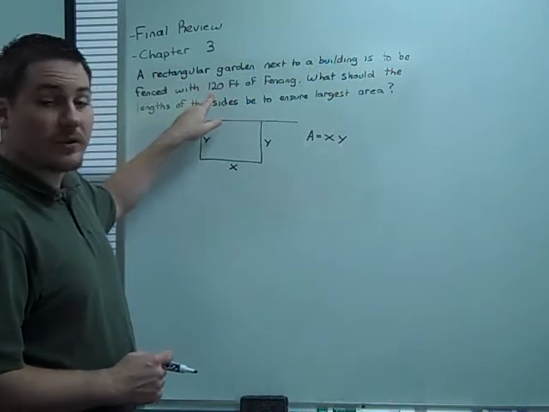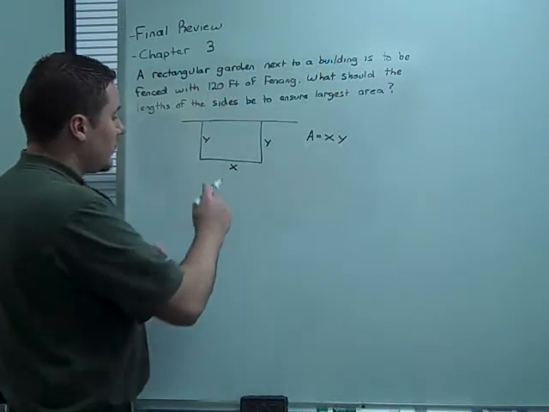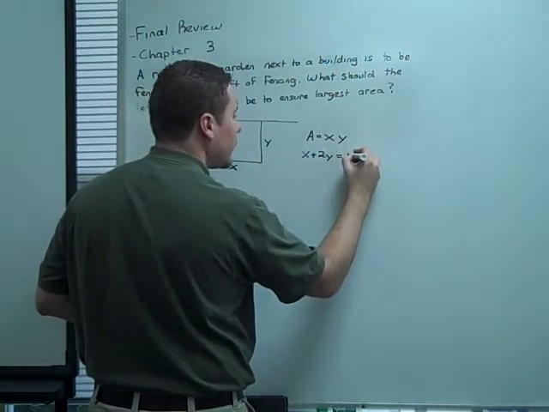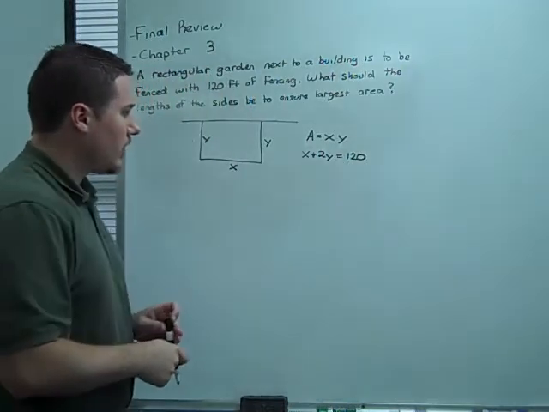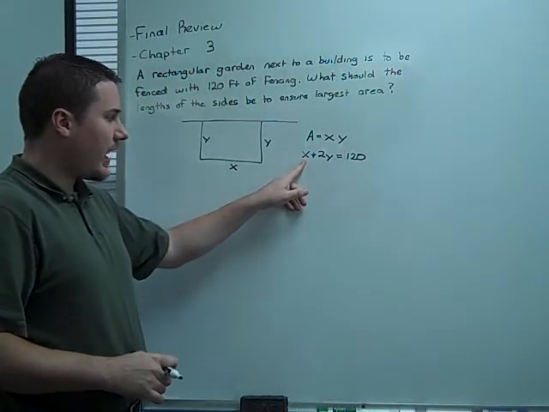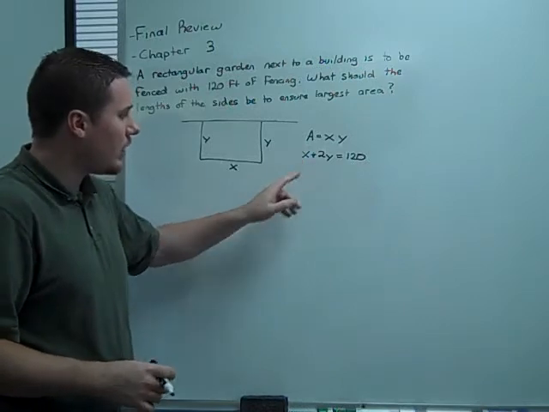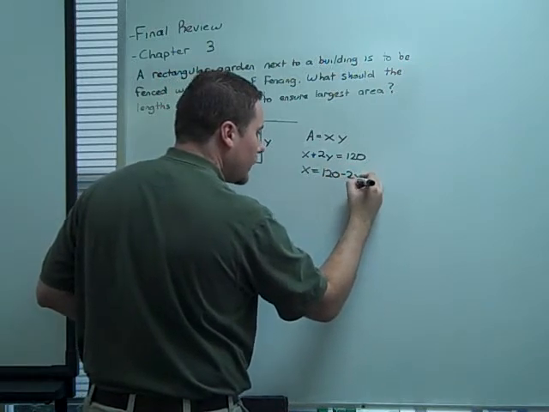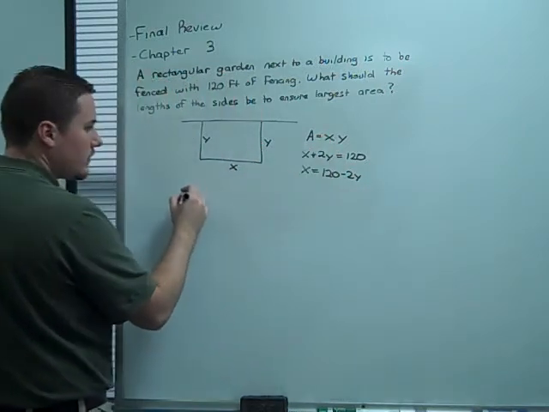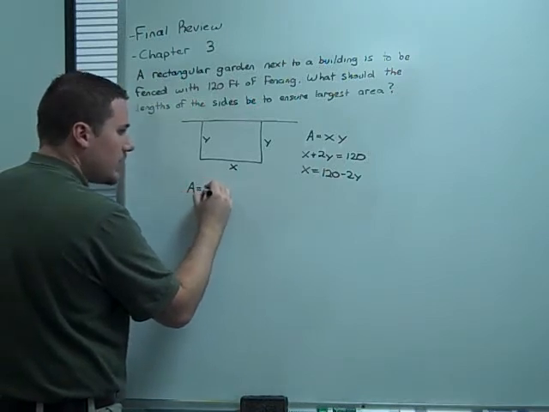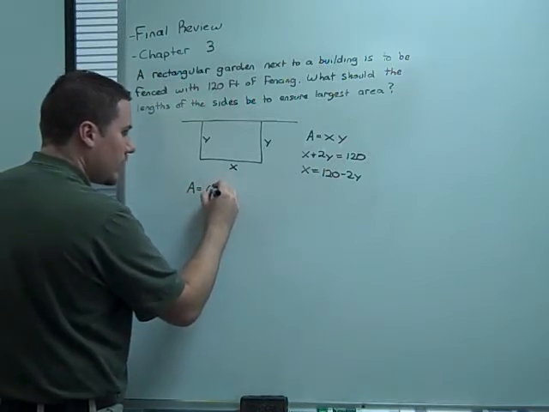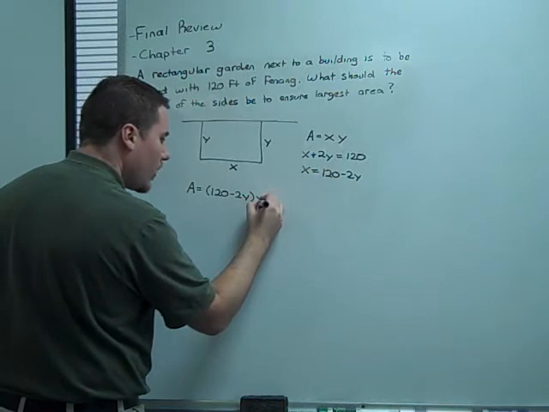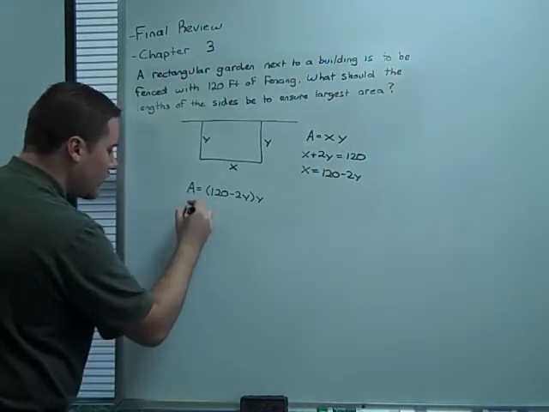Well, I think the perimeter will serve quite nicely in that regard. x plus 2y has to equal 120. Well, we solve that for x. X would be easiest, but you could solve for y. X is equal to 120 minus 2y. I plug that back into my original primary equation, and I get A is equal to the quantity 120 minus 2y times y. Distribute and reorder.